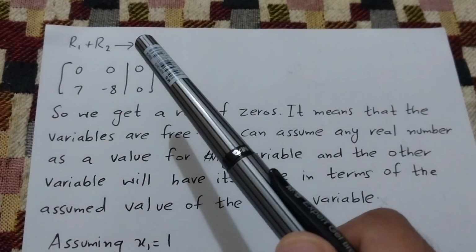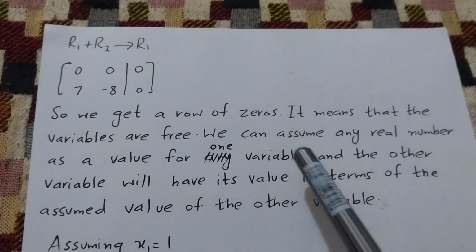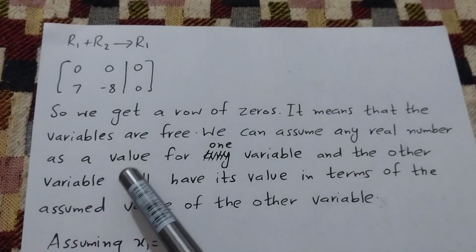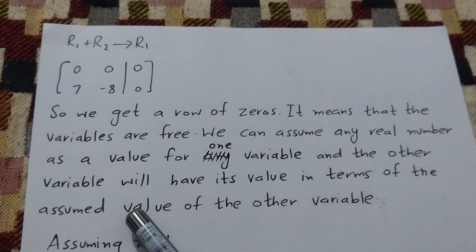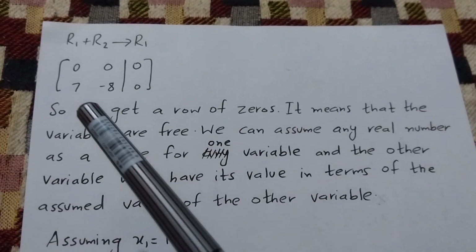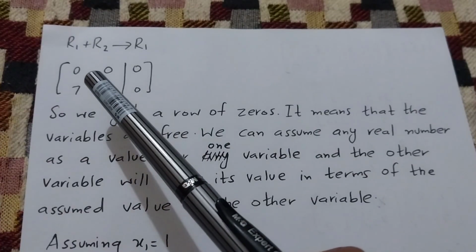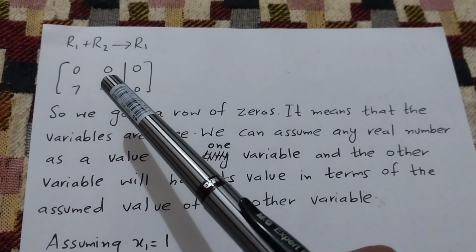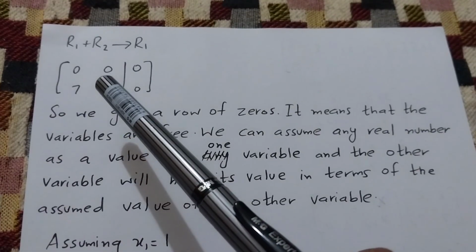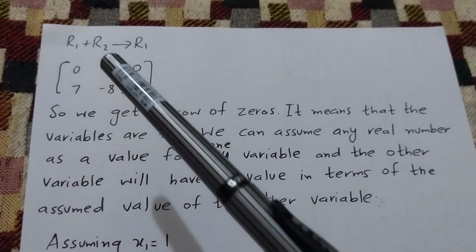have a free variable. And what does this free variable mean? It means that variables are free. We can assume any real number as a value for one variable, and the other variable will have its value in terms of that assumed value. When we have a row of zeros, it means that we can take any real value for one variable and substitute that value in an equation to get the value of the other variable.